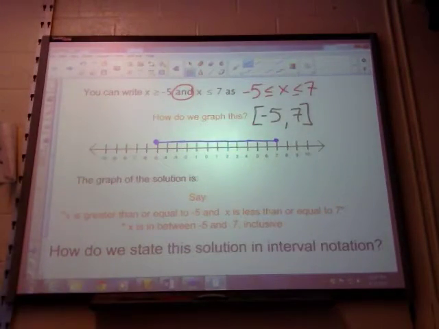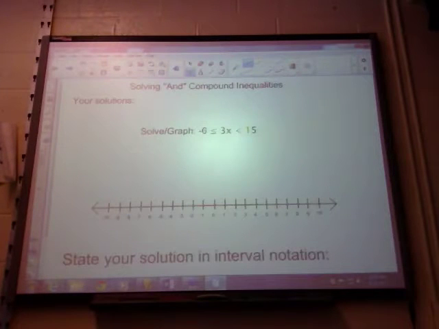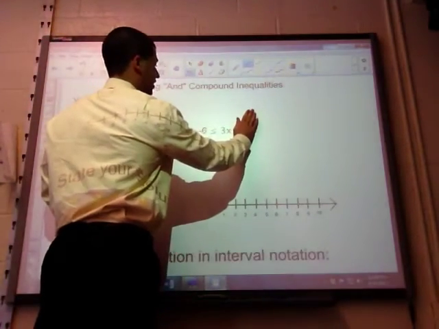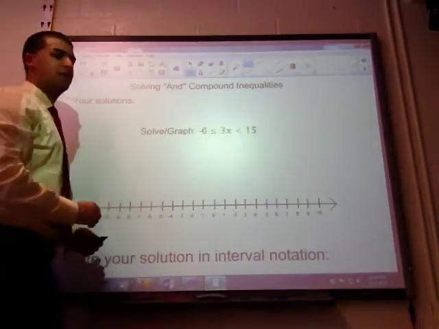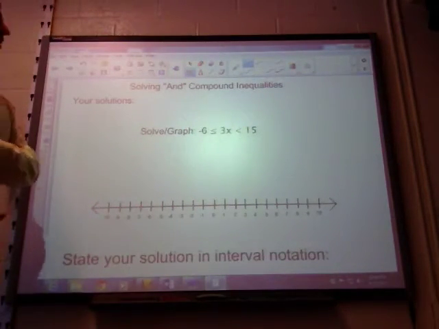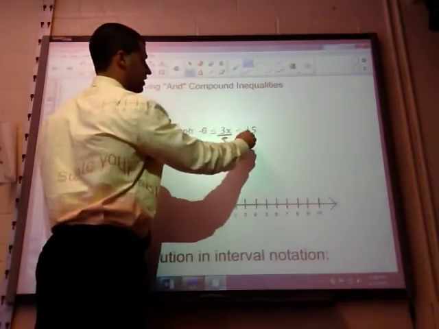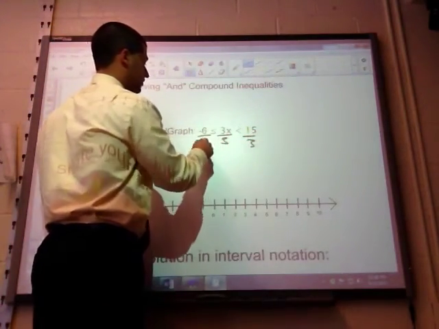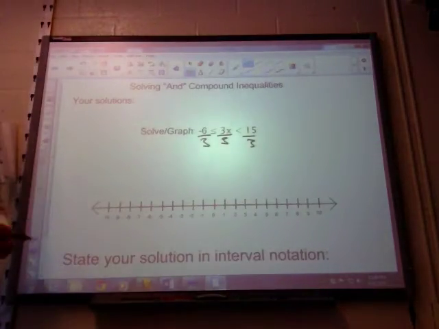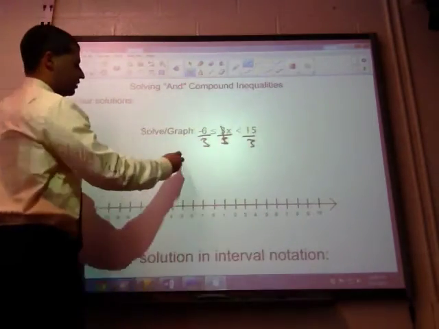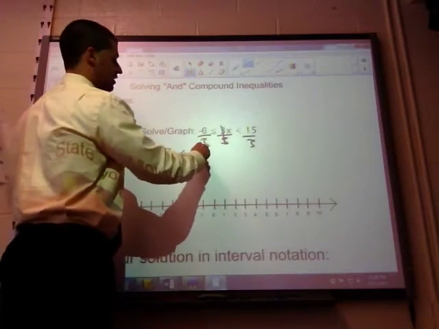So let's practice with another problem. We have to solve this one first, and then we can graph it, and then we're going to write an interval notation. So we have -6 less than or equal to 3x is less than 15. If you solve this normally, you would divide by 3. So you want to do the same process: divide everything by 3, the middle, the right side, and the left side. So that we're left with 1x, and then we have -2 less than or equal to x less than 5.